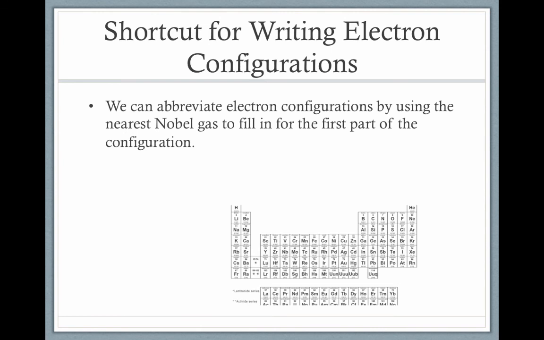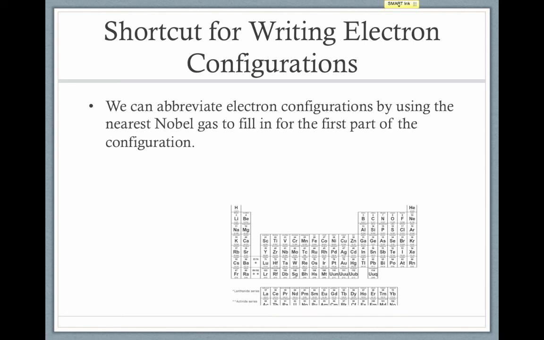Finally, there's a shortcut for writing electron configurations. We can abbreviate part of the electron configuration by using the nearest noble gas. Noble gases are this last column of the periodic table, the last period there. They're kind of special in their electron configurations because their electron configurations completely fill up each sublevel that electrons occupy.